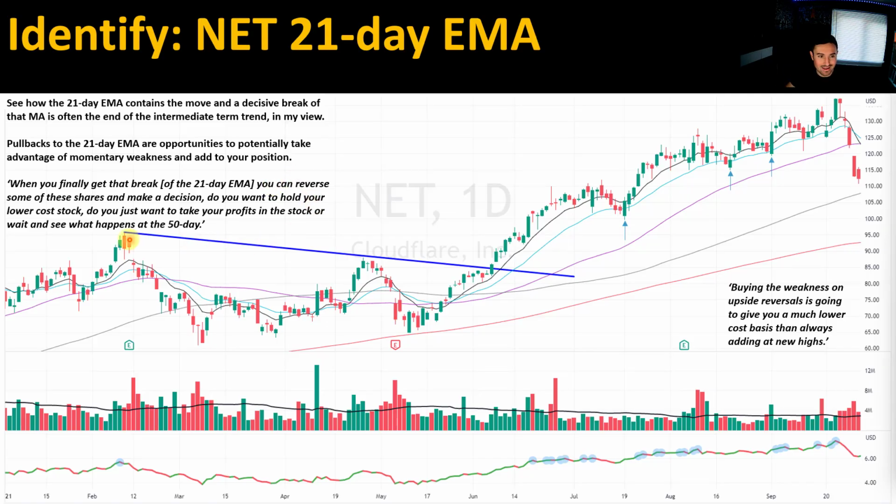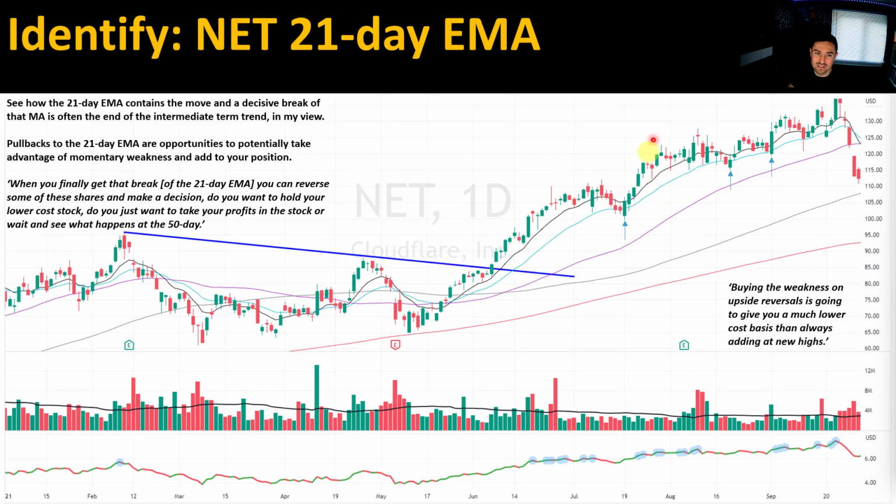So we can see that NET, Cloudflare, breaks out of this base, finds support, action, upside reversal on what moving average? The 21 EMA, which is what line? The blue line. Then we have it again in here. But then look, a decisive break at the 21 and the 50. These change of character bars around the moving averages, you have to be very, very, very aware of. Buying the weakness on upside reversals is going to give you a much lower cost basis than always adding at new highs. And you can see if you were trying to trade NET through the highs, okay, it kind of worked at this time here.